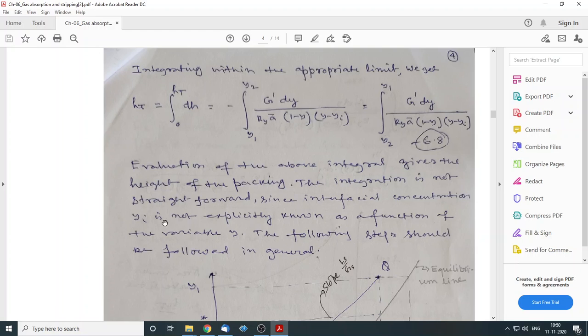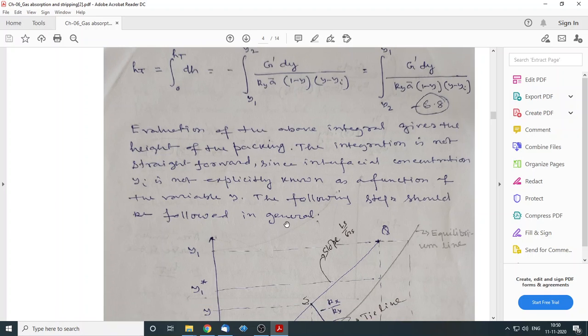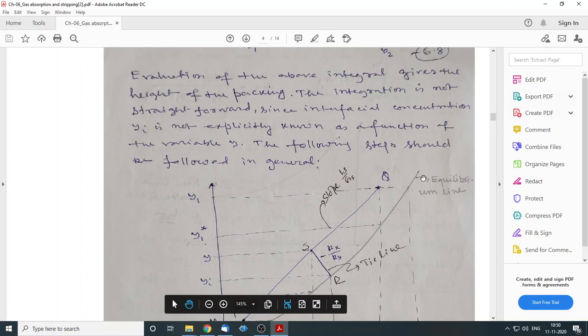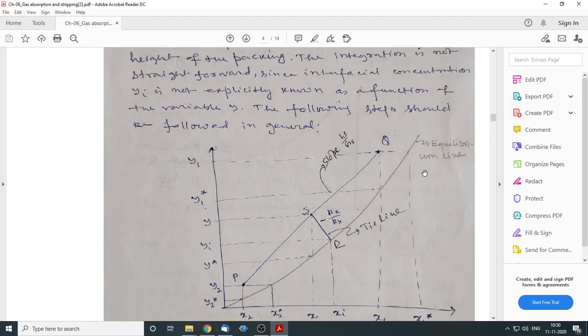The integration is not straightforward, since the interfacial concentration yi is not explicitly known as a function of the variable, because it will keep changing. Every time, for whatever yi value, you have to take this slope and get this. Then you have to determine this, which can be done as mentioned below.